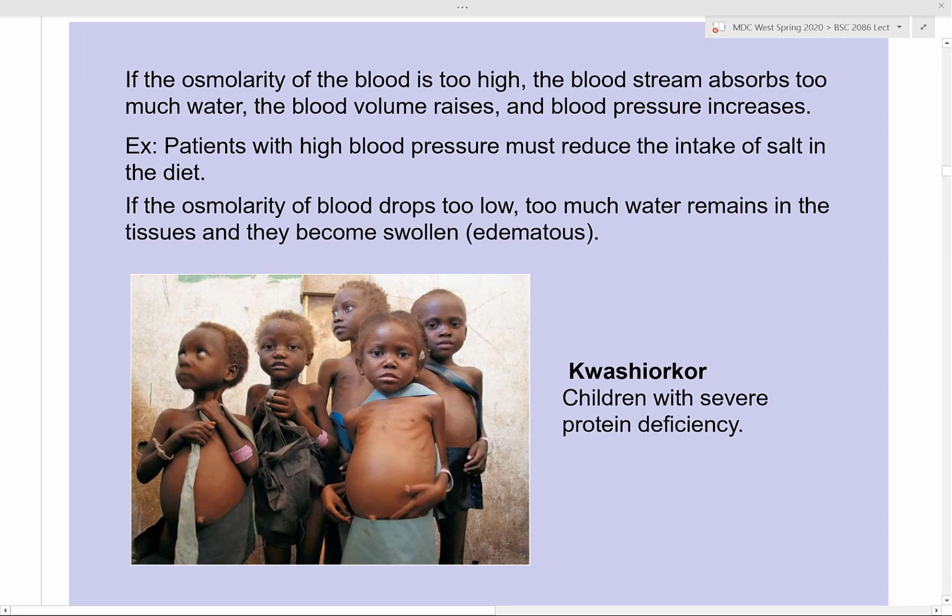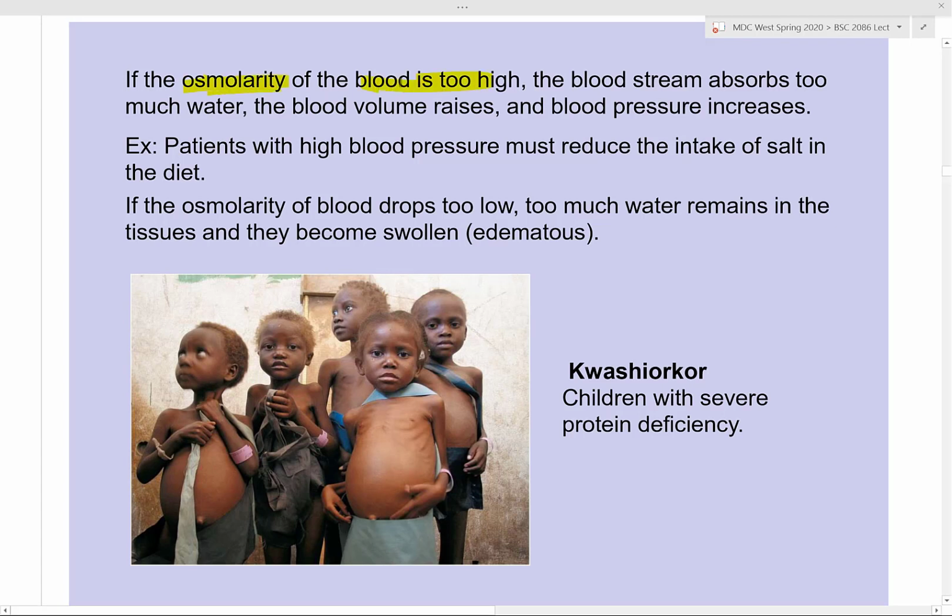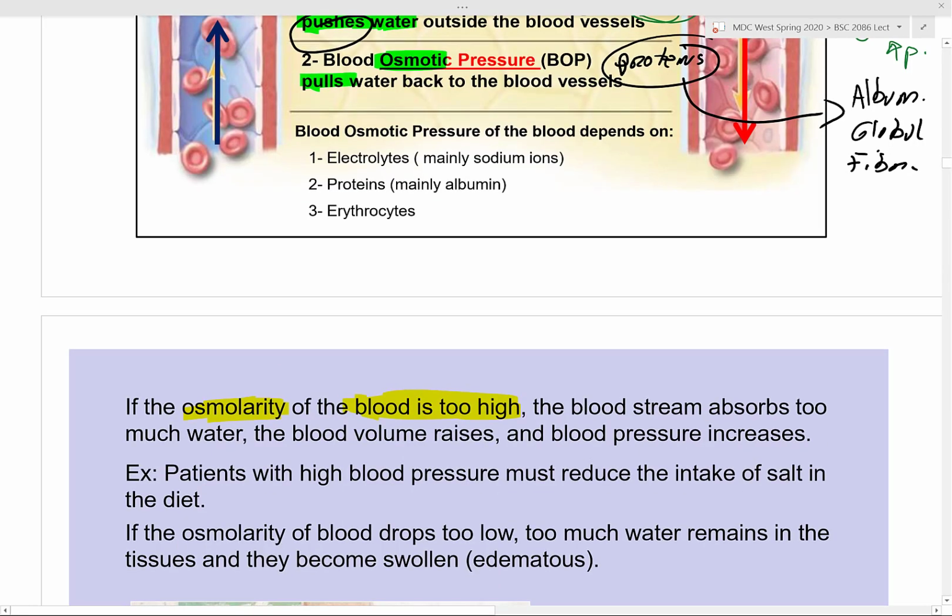So there are two diseases, guys, that affect third world countries, and that is because of osmolarity. So osmolarity of the blood: when the osmolarity of the blood is too high, what is happening? There's water in the tissue and water in the bloodstream, right? So when you have too much osmolarity in the bloodstream, what is happening?